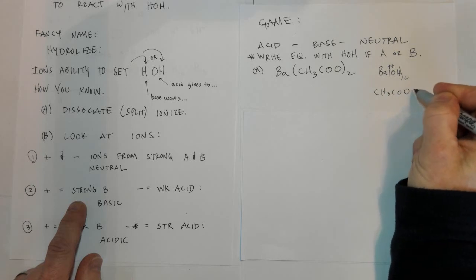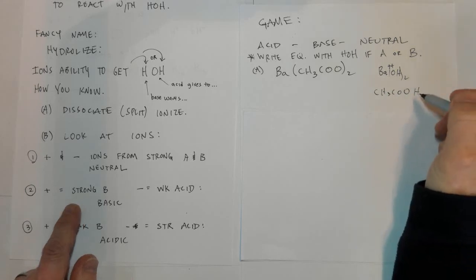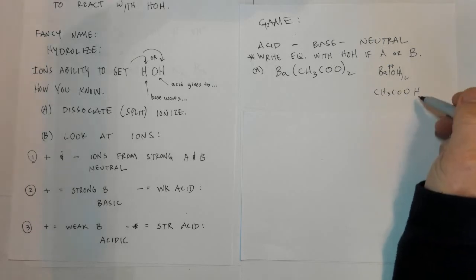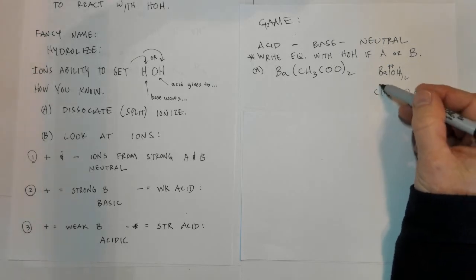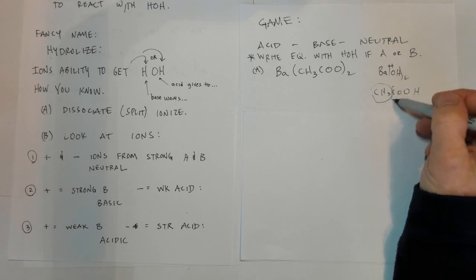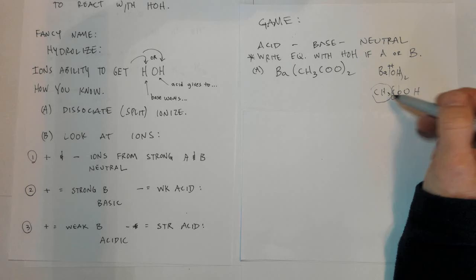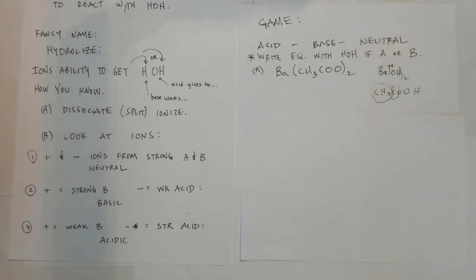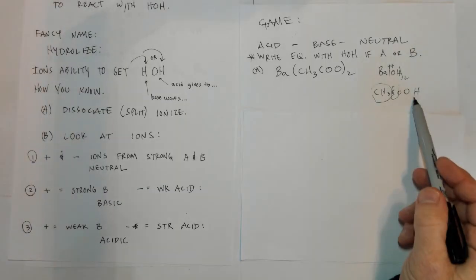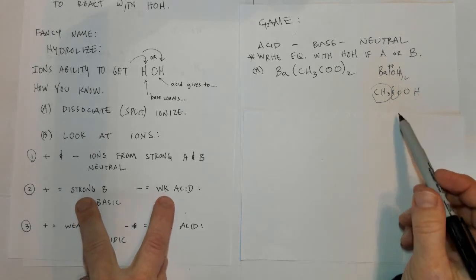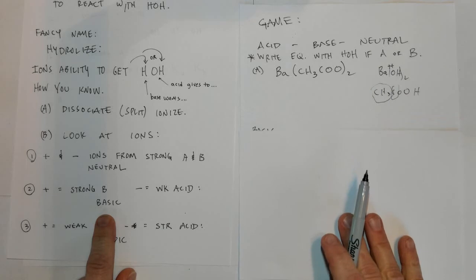CH3COO minus, right here. If I put an H on that, I'm not going to recognize that as a strong acid. I might recognize it from our previous work on this being a methyl group and a carboxyl group. Oh, ethanoic acid, CH3COOH. Sometimes it's called acetic acid, and it definitely came from a weak acid. So I have a strong base and a weak acid, so this should act basic, and you are correct.